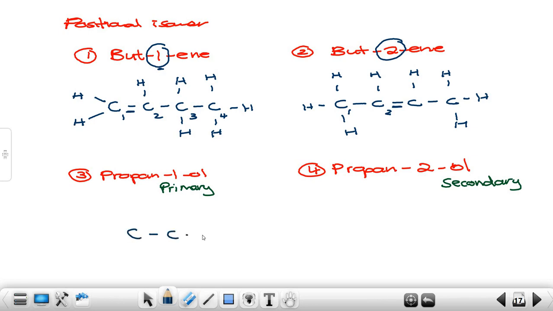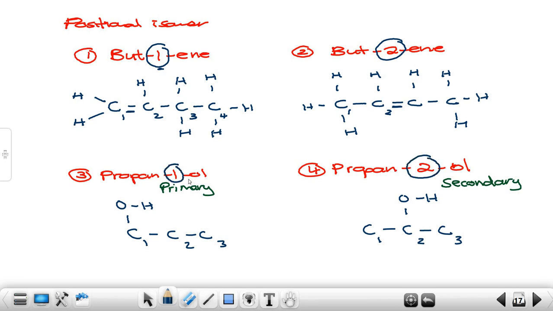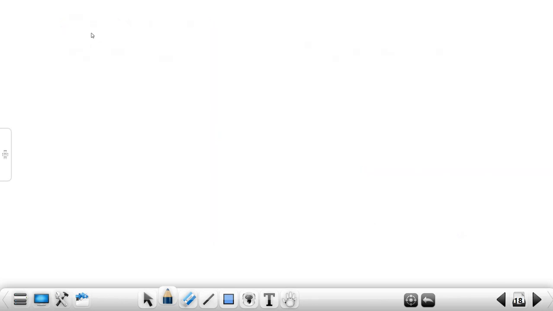Propan-1-ol, on carbon number 1 is the OH. Propan-2-ol, on carbon number 2 is your OH. So again, what has happened? The position of the hydroxyl group has changed from 1 to 2, and that is giving rise to a positional isomer. So if you want a hack: if these numbers change for the position of the functional group and it's still within the same homologous series, then we refer to it as a positional isomer. Right, let's move on now to the last one, which is our functional isomers.